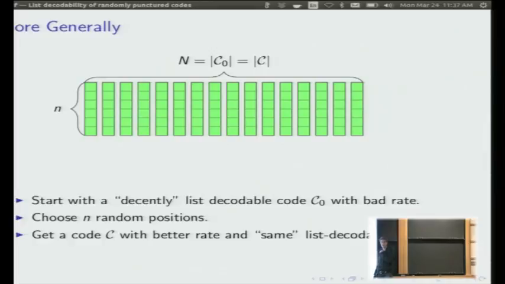By doing this, if you take a code and choose random positions, you pretty much get that the relative distance is more or less preserved. So I'm wondering if there's any connection. You showed that the list decodability is preserved. Was there any connection to the fact that the regular relative distance is also preserved when you do this?